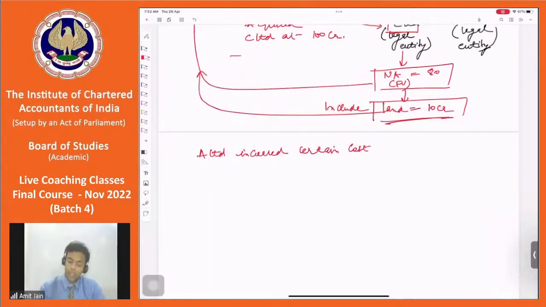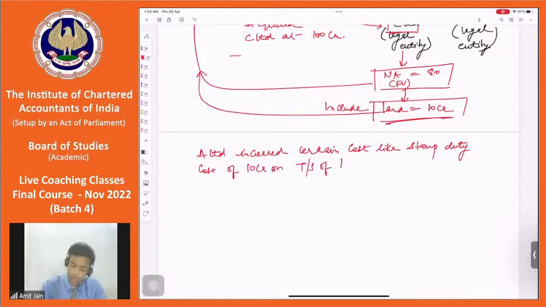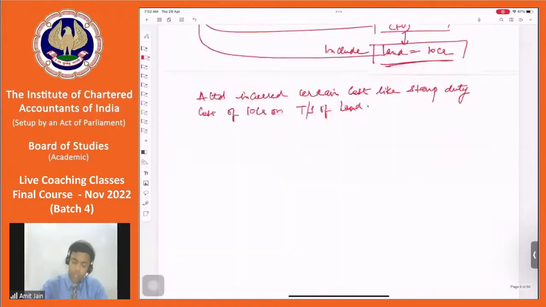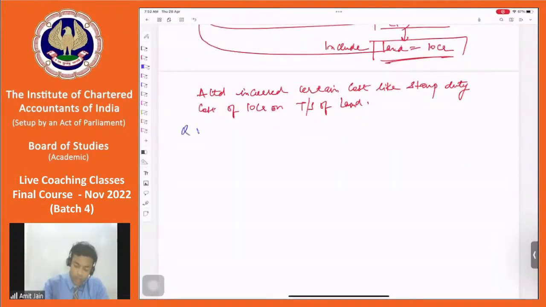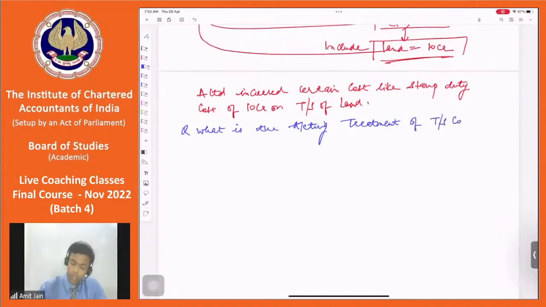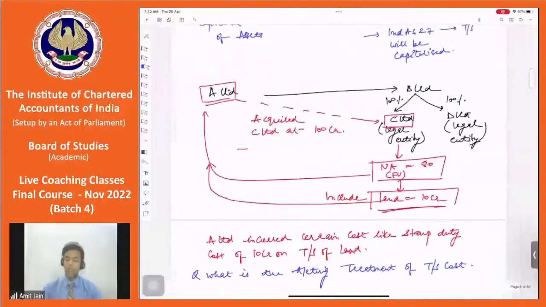A Limited incurred certain cost, let's say stamp duty cost of 10 crores on transfer of land. Now the question is, what is the accounting treatment of transaction costs? I hope guys, case study must be clear to you.